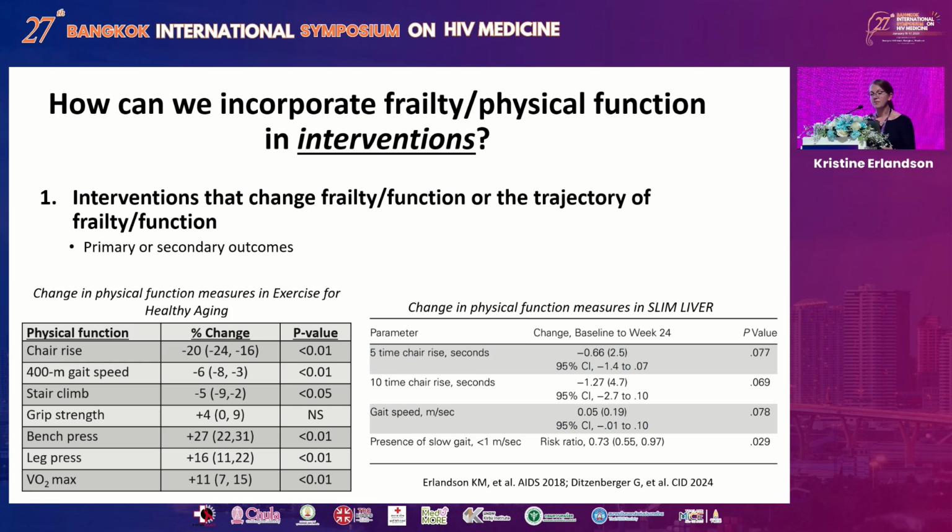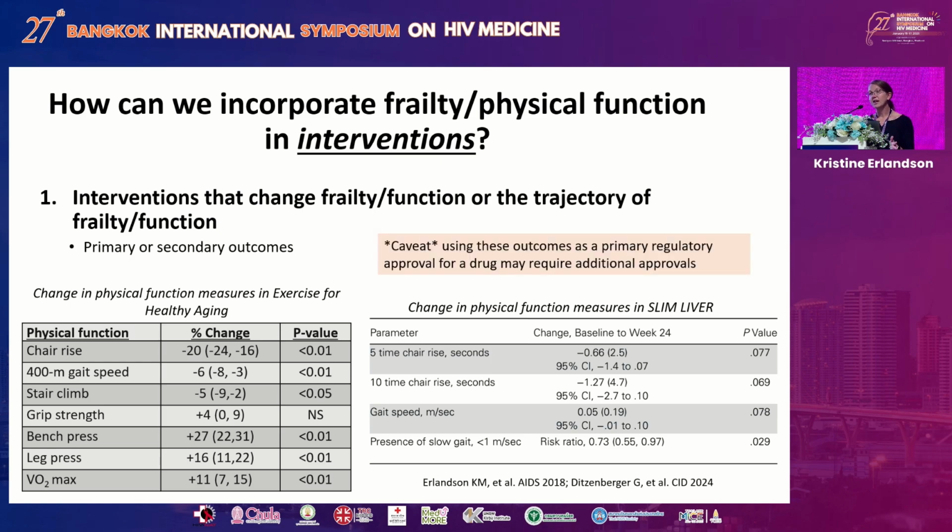So we heard yesterday about the SLIM LIVER study, which was looking at metabolic dysfunction associated steatotic liver disease and using semaglutide in people with HIV. And someone asked a question about what happens to muscle mass. We were really interested in what would happen with muscle mass in the SLIM LIVER study, as well as what happens to physical function. And so we had included a measure of physical function in this study. And we were able to show that despite losing about 10% of muscle, we actually had improvements in physical function throughout the course of the study. So it was really helpful to have included this as a measure to give some context to what's happening to those muscle changes.